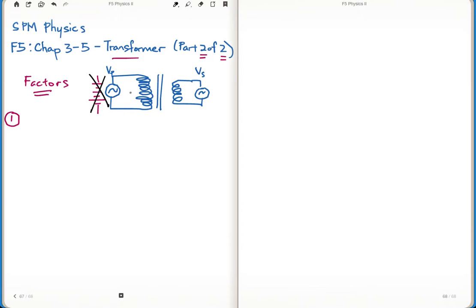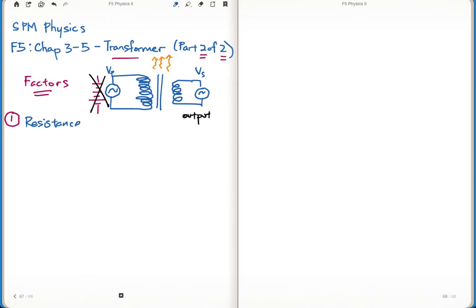So what are the factors affecting the output? Here, the output turns out to be low. There is some loss of energy as heat. What causes the heat loss? First factor goes to the wiring. So this is called the resistance.